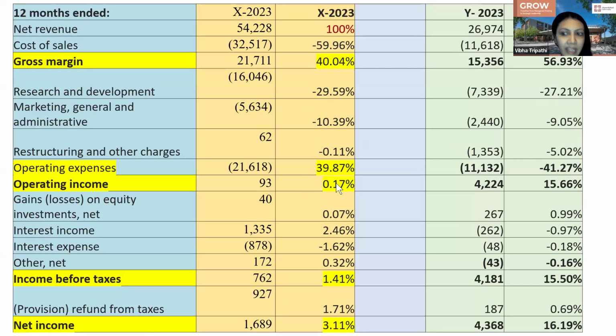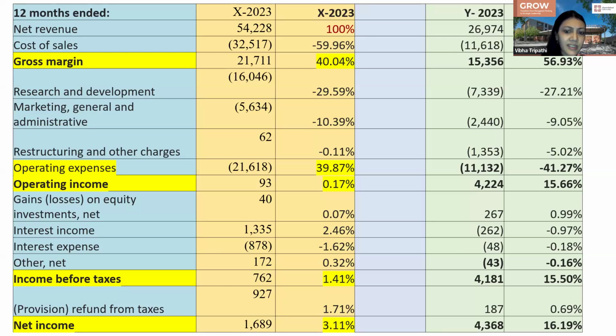But operating income has just plunged down to 0.17. Reason: we did not make sense in the top line. That is, we did not sell enough. And second, we did not control the costs of the company. Are we good to go?